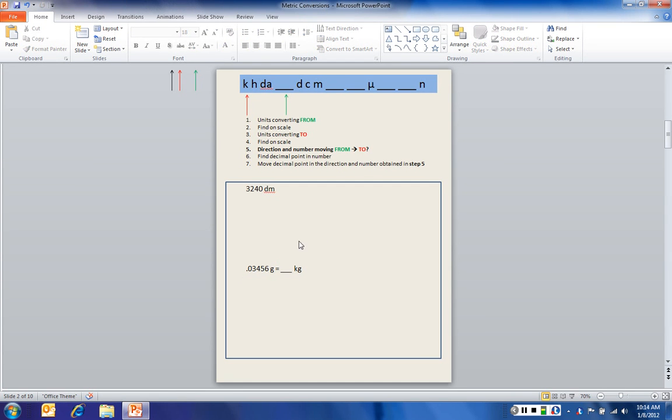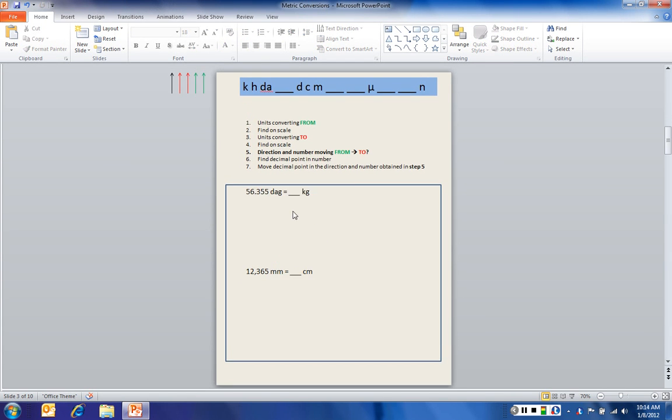Okay, next page. Another one. Now we've got DAG. That's a decagram, not decigram, but decagram. So that is the DA. So we're going to start here. We're going to kilogram. Simply 2 to the left. So get rid of the decimal point, move it to the left. And I always put a leading 0 just to make sure that it's obvious that the decimal point is there.